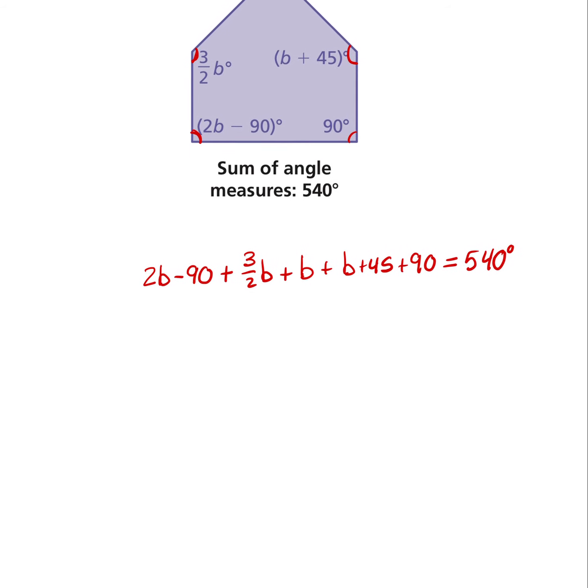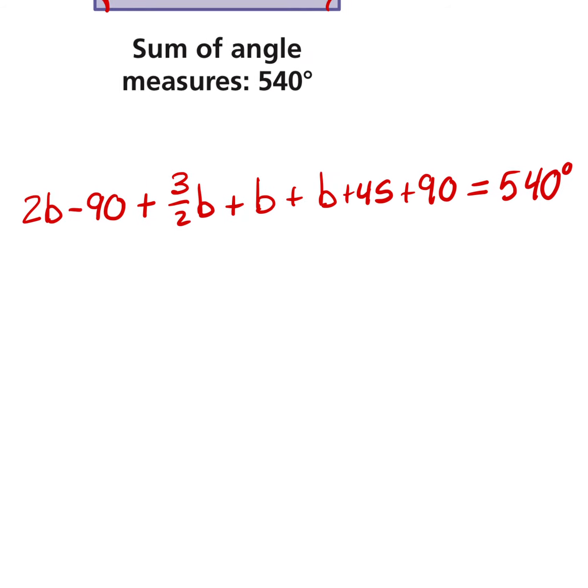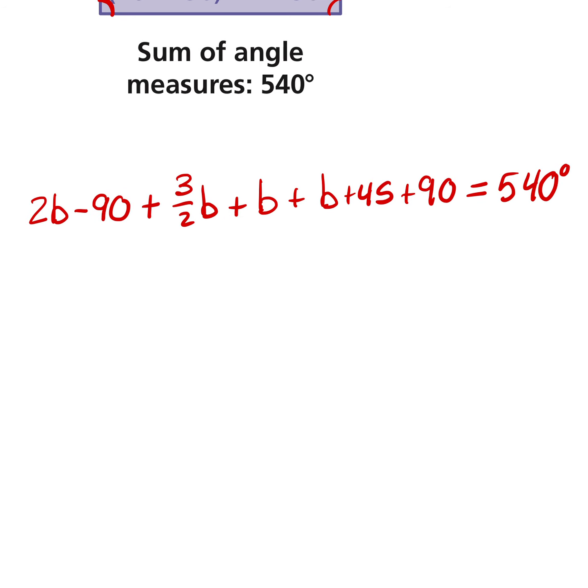Okay. Now, a lot of kids will panic at the sight of that. They'll think, oh my gosh, that's the longest equation I've ever had to solve. But don't worry, I see a lot of like terms. I'm going to highlight my like terms for you. I see a 2b, I see a 3/2 b, I see a b and a b. Those are my like terms for the b's. Now I see some like terms for the plain old integers. I've got negative 90, 45, 90.